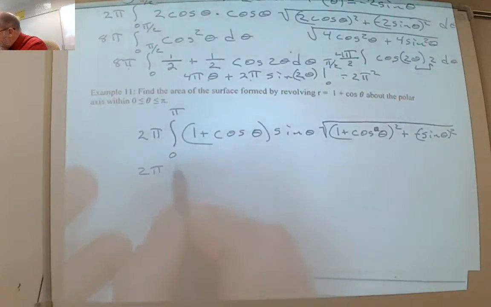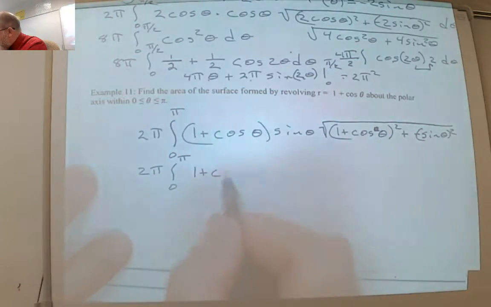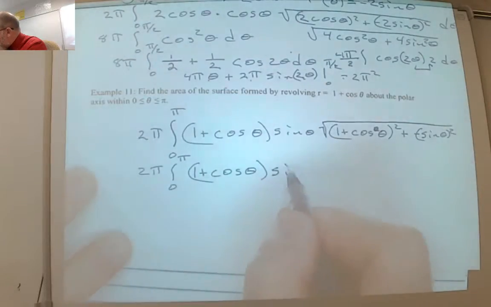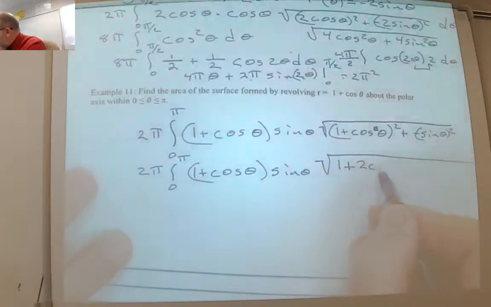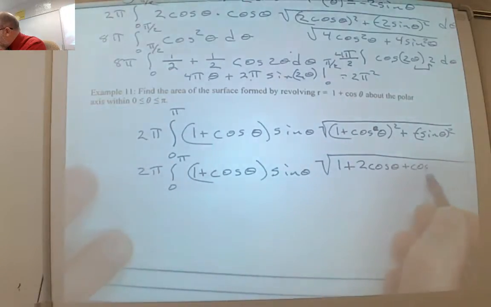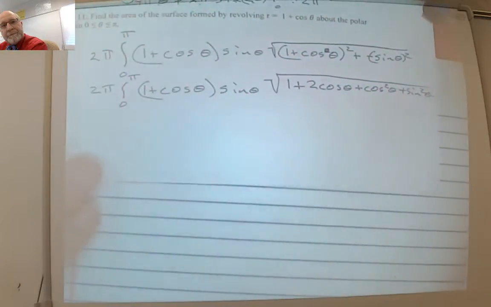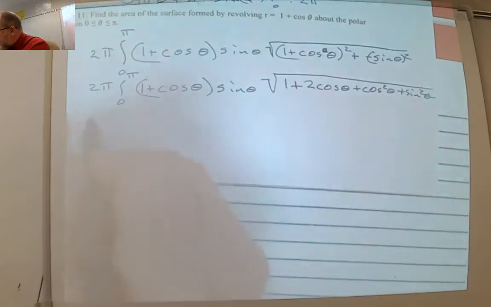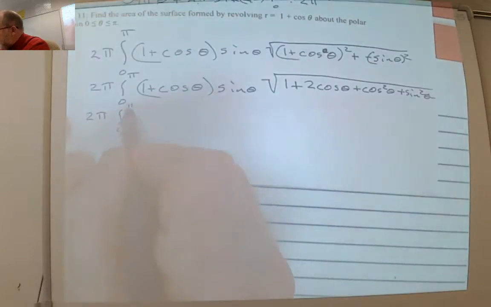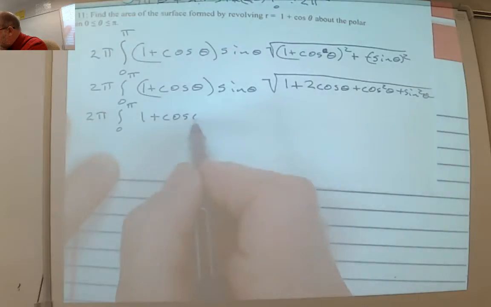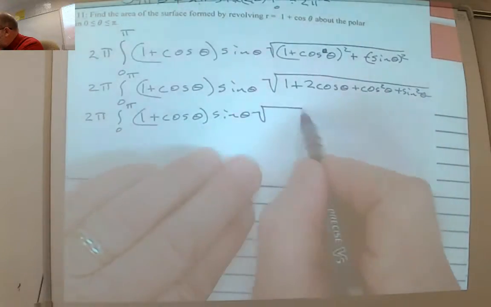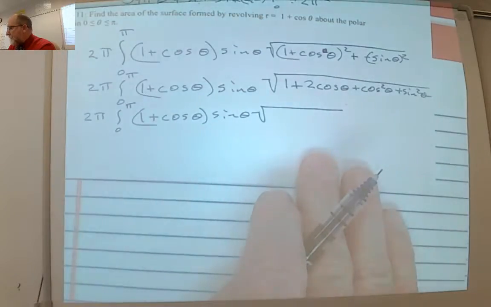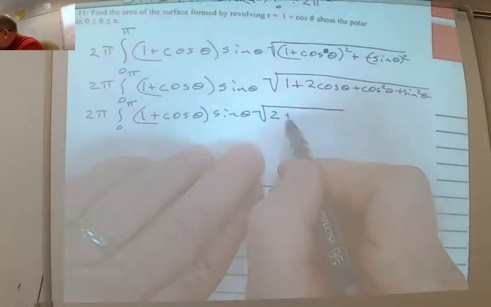This one again turned out to be kind of a cool problem to do. I thought it was going to be really bad. I was going to say, hey, you've got to use your calculator here, but it turned out actually kind of nice. So this becomes 1 plus 2 cosine theta plus cosine squared theta plus sine squared theta. What does this become? Is it going to be 2 plus 2 cosine theta? 2 plus 2 cosine theta.